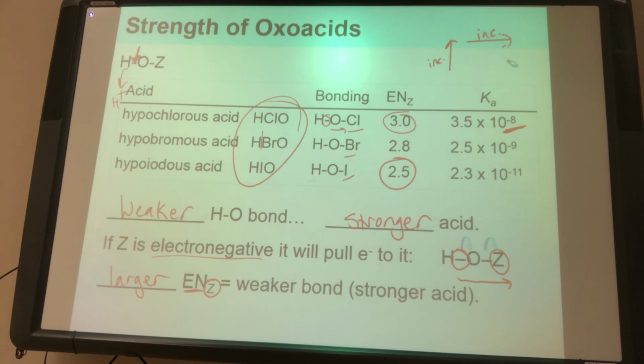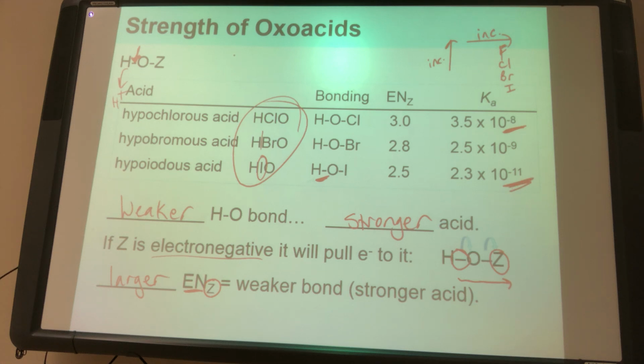So on the periodic table, this goes F, Cl, Br, I. So as I'm going down, my electronegativity decreases. So I don't even have to have the numbers. I can just predict it. I can say, okay, he's got the lowest electronegativity, which means this HO bond's going to be stronger, which means he should be the weakest acid.